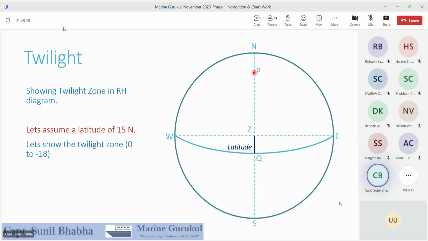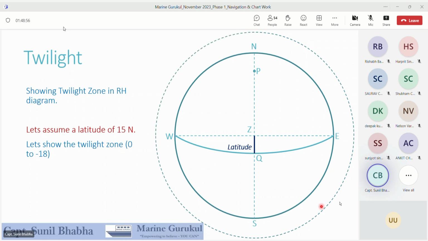Now when we want to show the twilight zone, which depicts 0 to minus 18 degree altitude, we are aware the zenith represents 90 degree altitude, and any point on the rational horizon represents 0 degree altitude. So if we want to go into a negative zone, we have to go outside the rational horizon. So this twilight zone has to be shown outside the rational horizon, which you can see in the diagram as the dotted line.